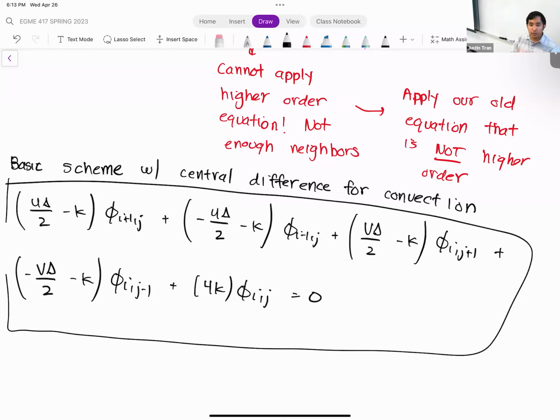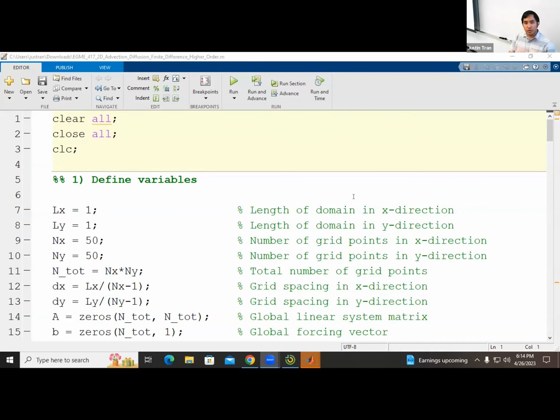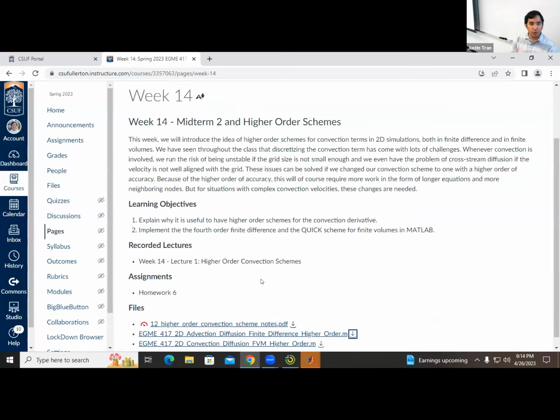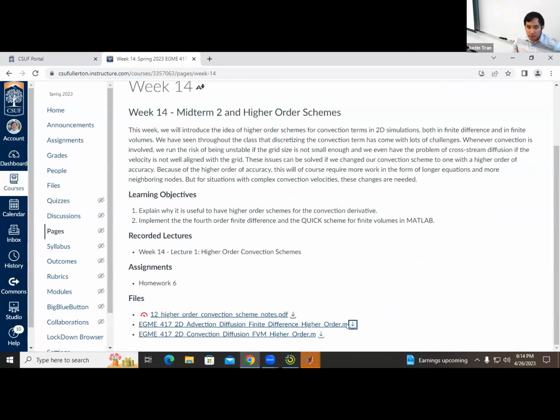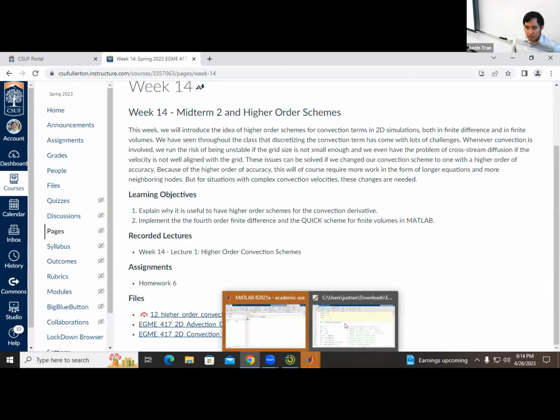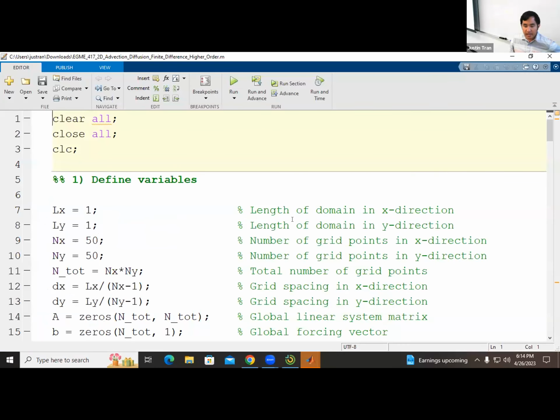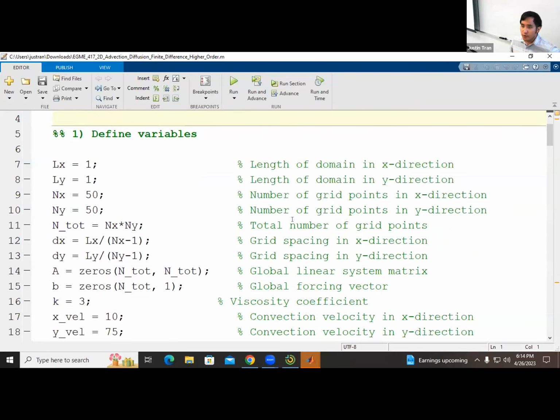Okay. All right. So this code. Oh, I should share my screen so the Zoom people can see what I'm seeing. Okay. So this code's available to you online. If you go to week 14, it is the first of the two codes. I posted two codes here. I don't know if we're going to get to the second one today, because it's already 6:15. But I did want to go through the finite difference version of this code.